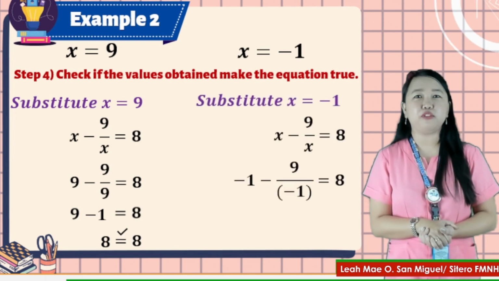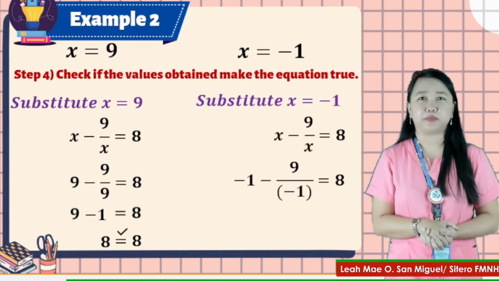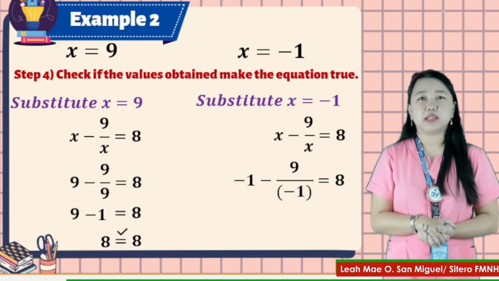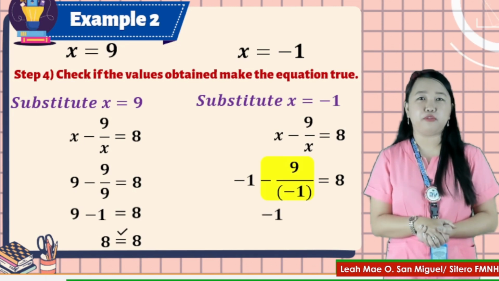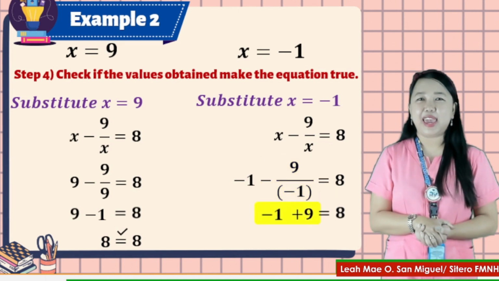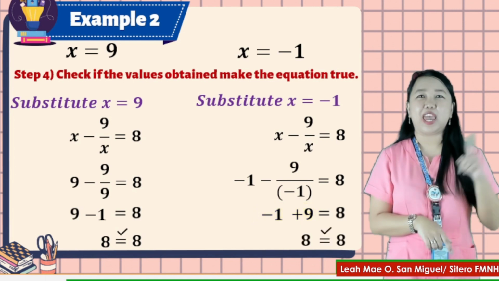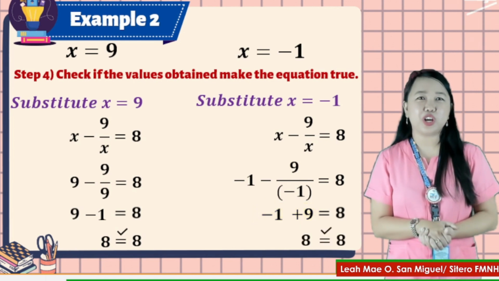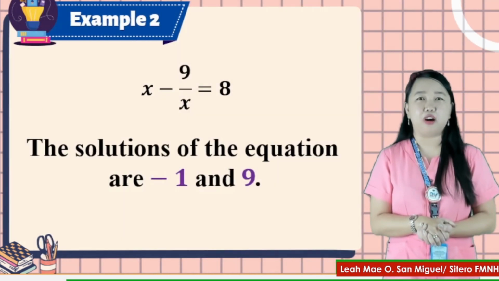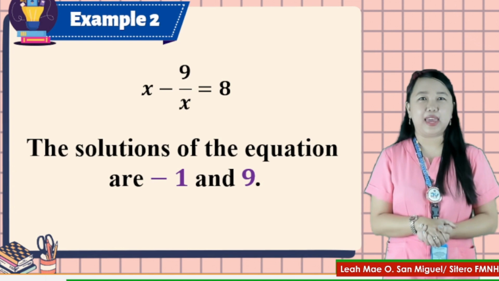Substitute x by negative 1 in the original equation. It will give us negative 1 minus 9 over negative 1 is equal to 8. Simplify. Negative 9 divided by negative 1 is 9. Then, negative 1 plus 9 is 8. 8 equals 8. Check. So the solutions of the equation x minus 9 over x equals 8 are negative 1 and 9.